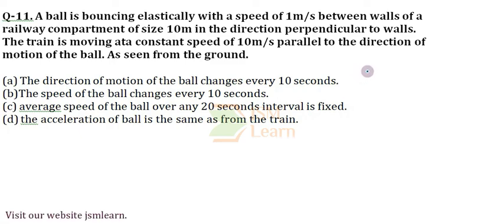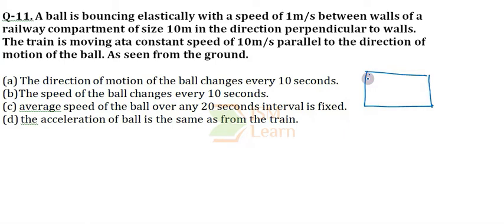In the question, they are saying that there is a ball which is bouncing between the railway compartments, and it is bouncing elastically. What does elastically bouncing mean? Elastically bouncing means that when the ball starts its motion and collides with the opposite compartment wall, the collision is such that it is colliding elastically. That is, during the collision, its momentum and kinetic energy both are conserved.